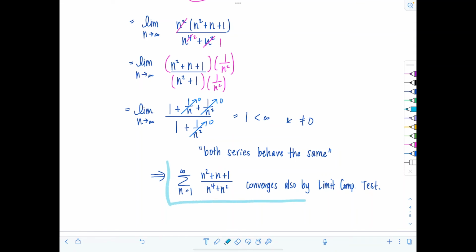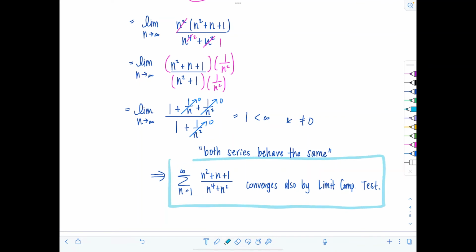All right. Now, I do want to have a discussion about why the limit cannot be infinity or 0. Are you ready?